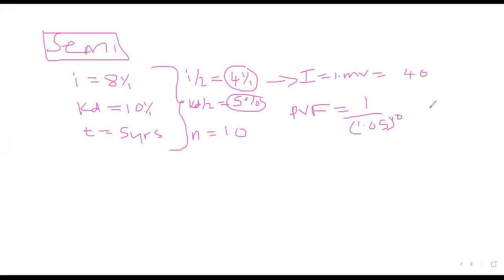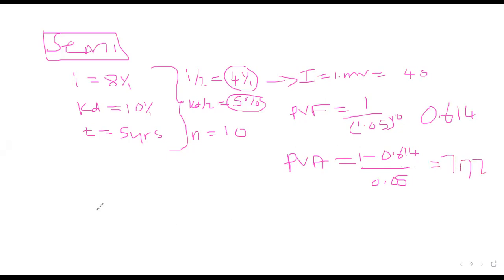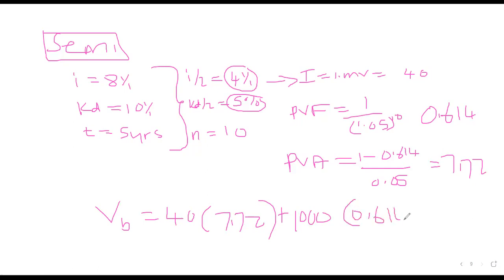So here we have 0.614. Then the annuity factor will be 1 minus 0.614 over the interest, which is not 10%, but 5%. So 0.05. So 1 minus answer divided by 0.05, we get 7.72. So the value of the bond in this case will therefore be 40 times what? 7.72 plus 1,000. Please don't divide the face value. It's always maintained. That's one mistake that I've seen students making.